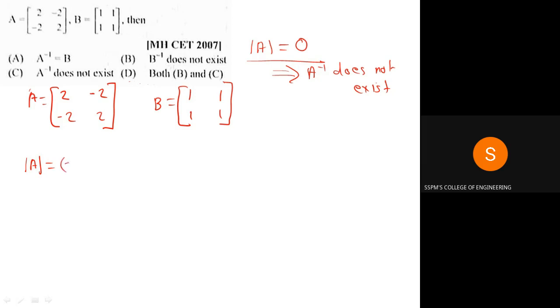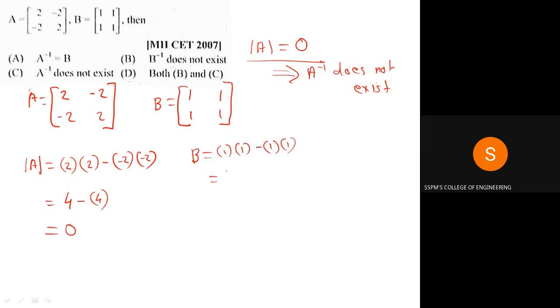What is the determinant of matrix A? It is 2 into 2 minus minus 2 into minus 2. So 2 into 2 is 4, minus minus 2 into minus 2, which is again 4. 4 minus 4 is 0. Similarly for B, it is 1 into 1 minus 1 into 1. So 1 into 1 is 1, minus 1 into 1 is 1. So 1 minus 1 is 0. So the determinant of A is equal to 0 and the determinant of B is equal to 0.